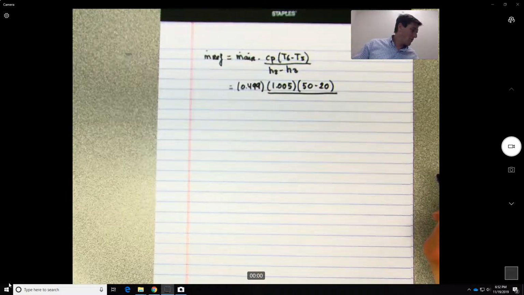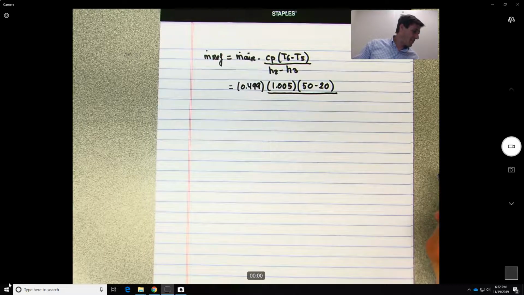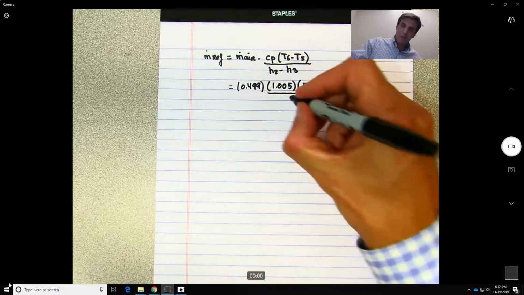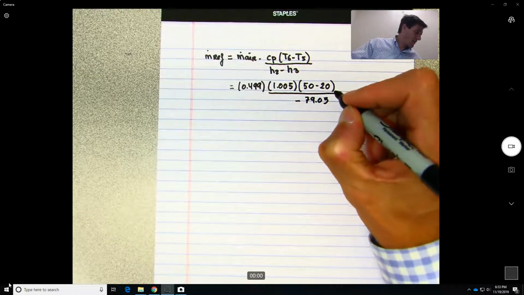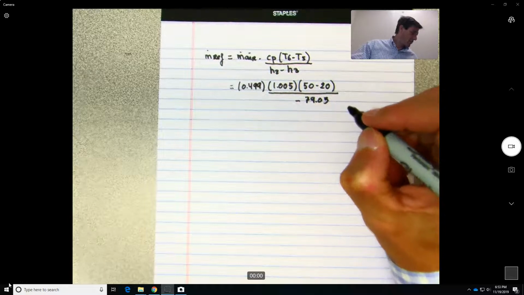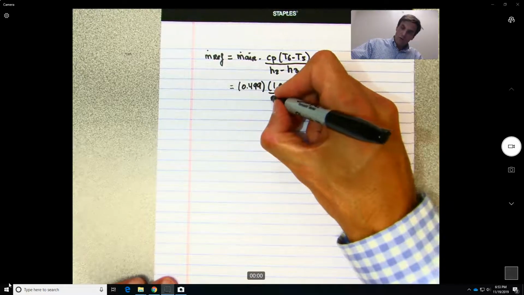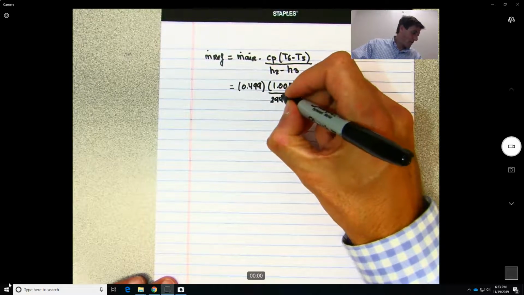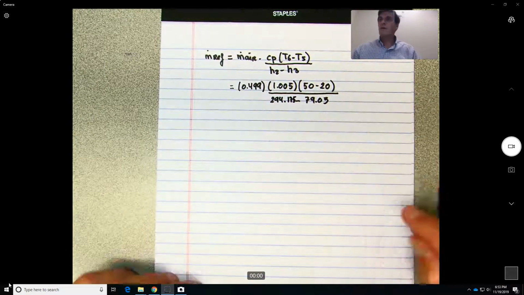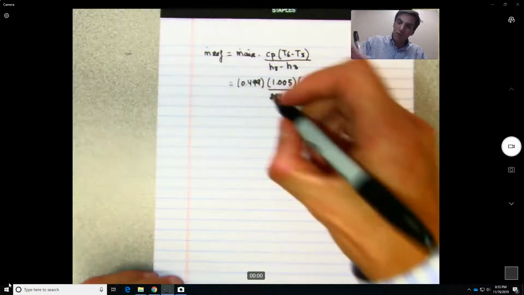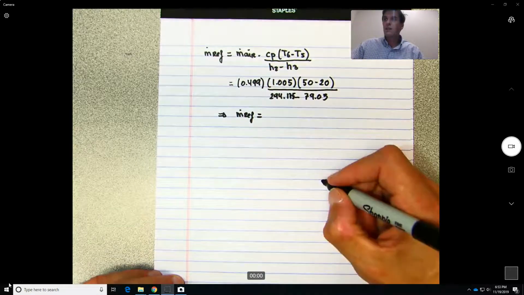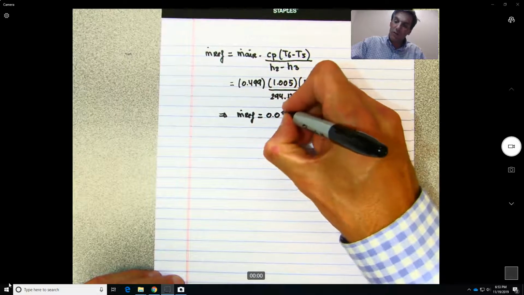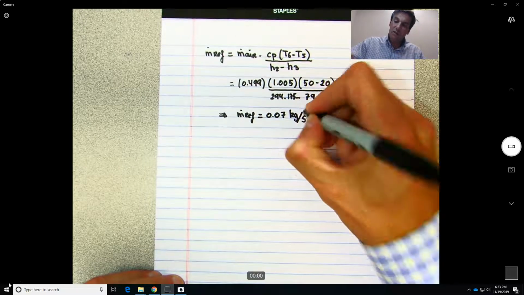H2. We need to go back to our pages. So H2 is equal to what? So I have H3 to be equal to 79.05. And let's even find H2, 294.175. Okay, so if you do this calculation, we get that the mass flow of the refrigerant is equal to 0.07 kilograms per second.